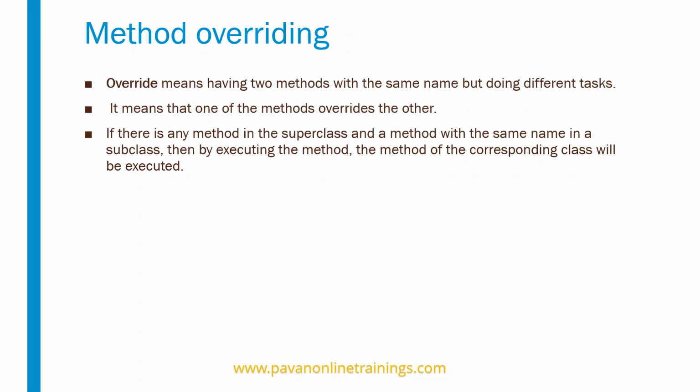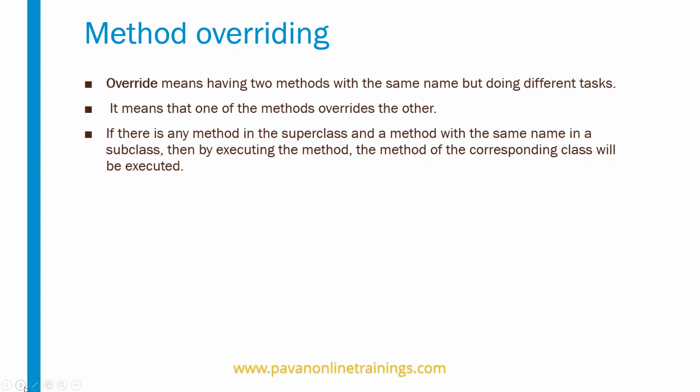So method overriding means overriding can be applied for methods as well as variables. We can override the methods and also we can override the variables. So override basically means having two methods with the same name but doing different tasks. And it means that one of the methods overrides the other.